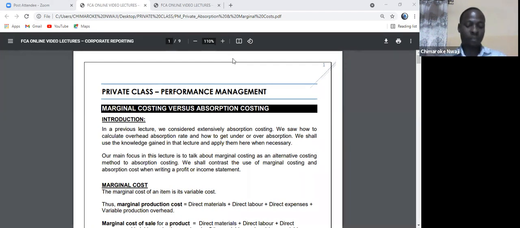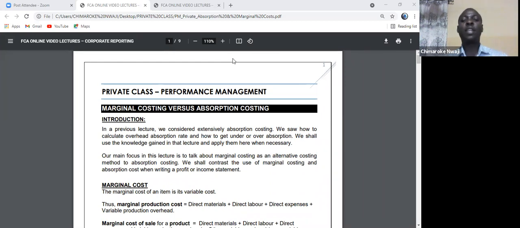Okay, so now our topic for today is marginal costing versus absorption costing. Last week we started this class with absorption costing versus activity-based costing. And so we said that absorption costing and activity-based costing are full costing methods.